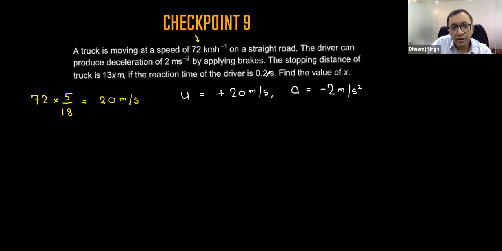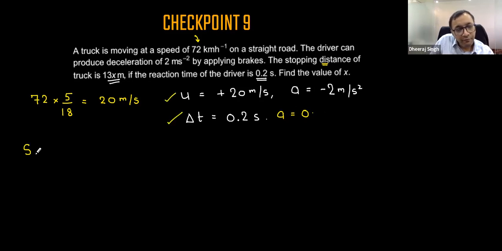The stopping distance of the truck is something. If reaction time of the driver is 0.2 second, for 0.2 second, what will happen? Acceleration is zero. So they are asking about how much distance it will move. There'll be two distances, two accelerations. For 0.2 second, acceleration is zero. For the rest of the time, acceleration is minus two. So distance traveled for 0.2 second is the initial velocity into 0.2 second. So that is 4 meters.